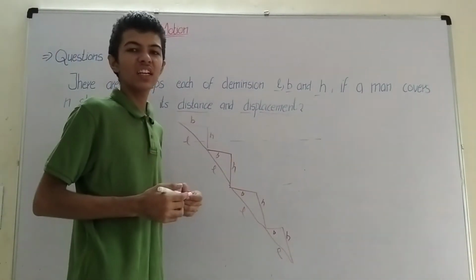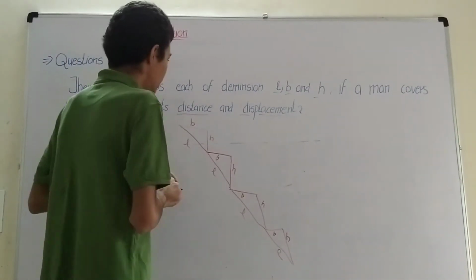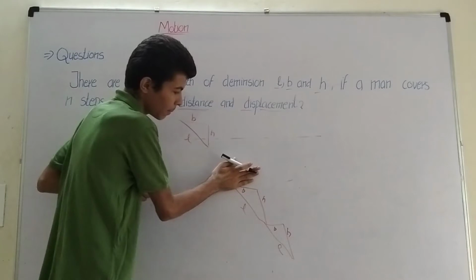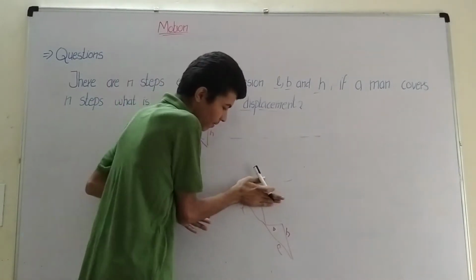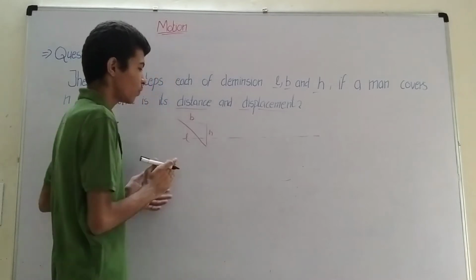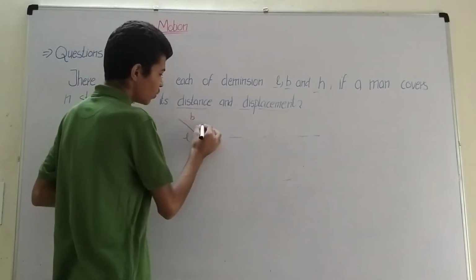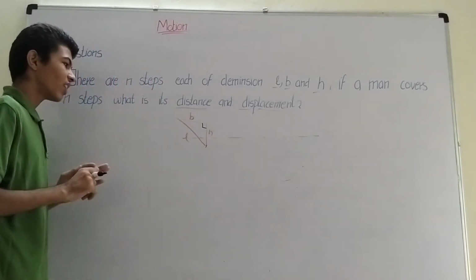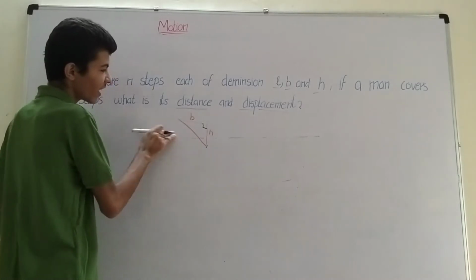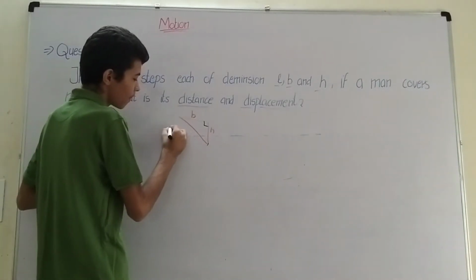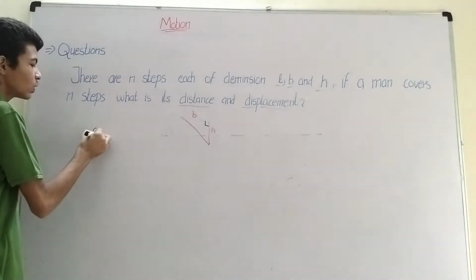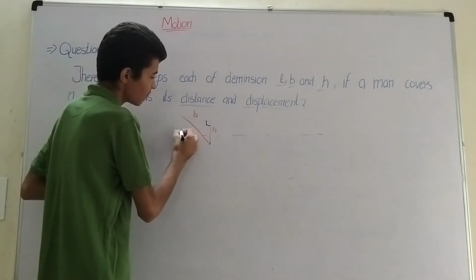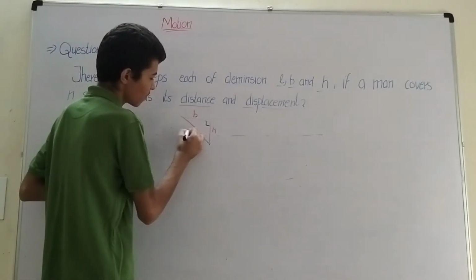So pause this video and give it a shot. So let's move to the solution. First we only take up one step because all the steps are identical. So we have to focus on this. We know that it is perpendicular because all steps are perpendicular. And now instead of L we can write a new thing. We know by the formula a square plus b square is equal to c square, so we have L as root of b square plus h square.